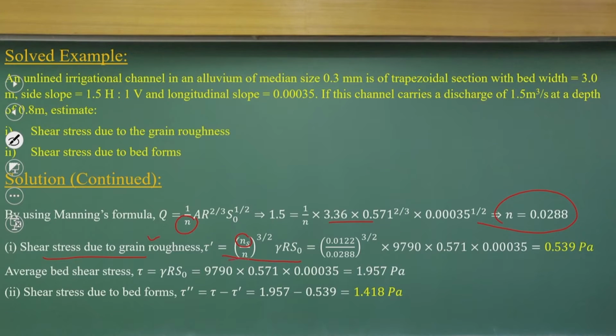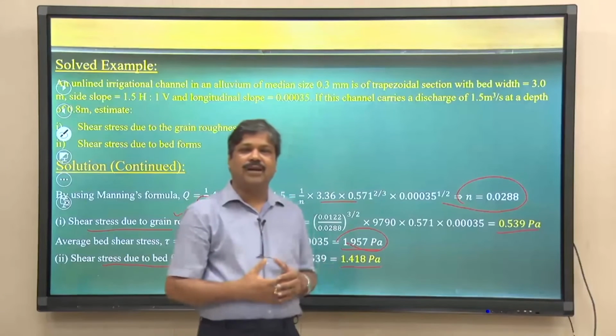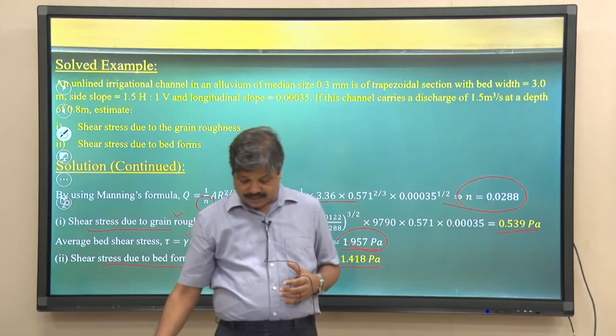Based on that, if you substitute these values, we find the shear stress because of the grain roughness is this part. Since all these values, gamma, R and S naught, are given, we can find out the total shear stress. So, this is the shear stress due to the grain, and this is the total shear stress. Subtracting these two, we get the shear stress due to the bed forms, which comes out to be this part. So, these are very simple numerical examples we have discussed with you.